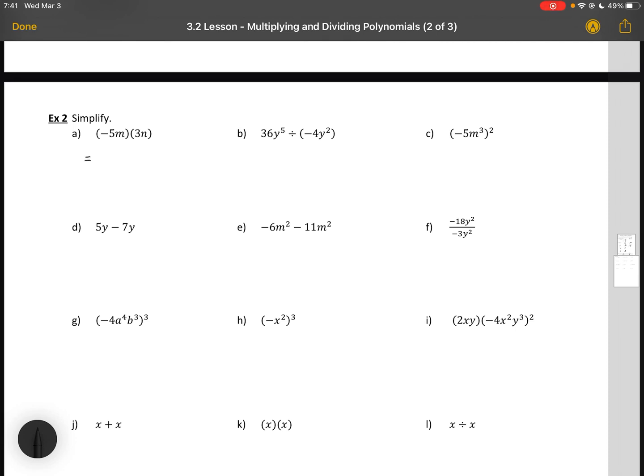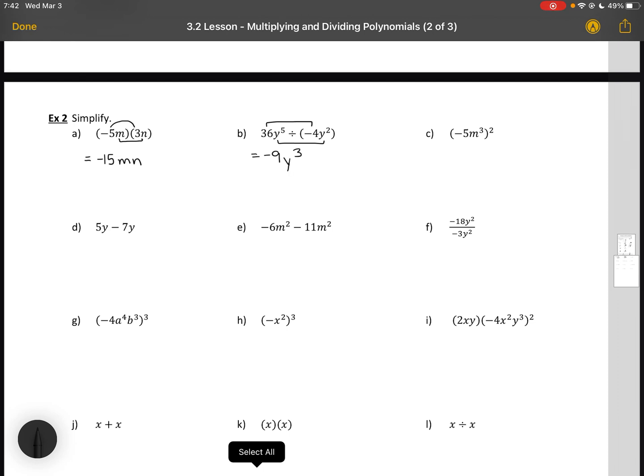So the first one, we are multiplying. So I'm going to multiply my numerical coefficients, and then I'm going to multiply my variables together. Okay. M, N. My next one, I'm dividing. So the first thing I'm going to do is divide my numerical coefficients, and then I'm going to look at my variable and subtract the exponents.